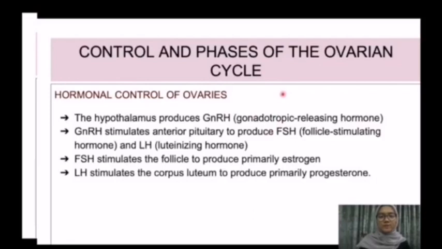Okay, Assalamualaikum. My name is Farhana Munira binti Muhammad Isham, and I will be explaining about control and phases of the ovarian cycle. Okay, for hormonal control of the ovaries, firstly, the hypothalamus produces GnRH, which is gonadotropin releasing hormone. GnRH stimulates the anterior pituitary to produce FSH, follicle stimulating hormone, and also LH, luteinizing hormone. FSH stimulates the follicle to produce primarily estrogen, while LH stimulates the corpus luteum to produce primarily progesterone.